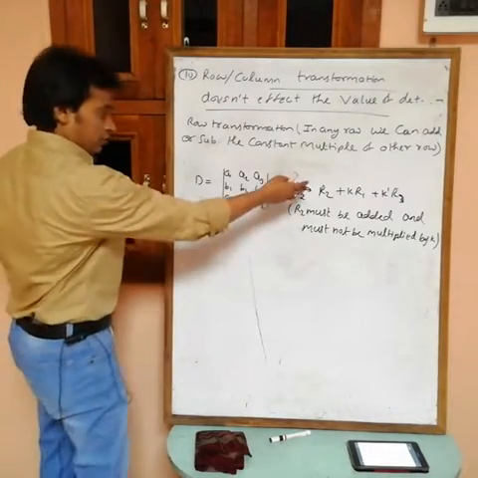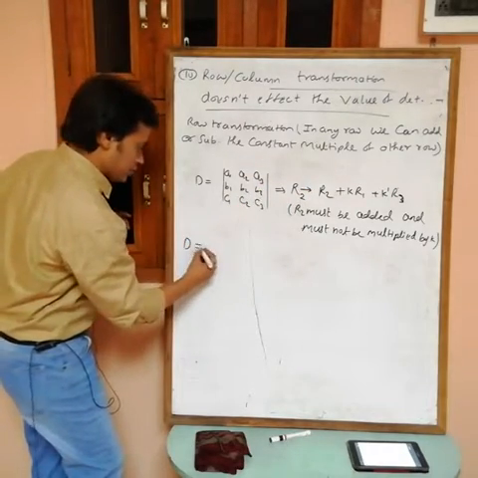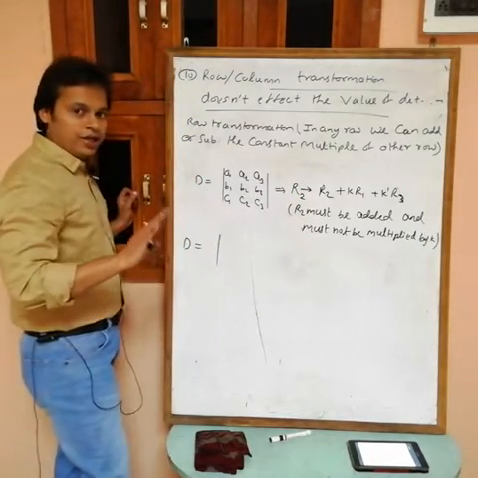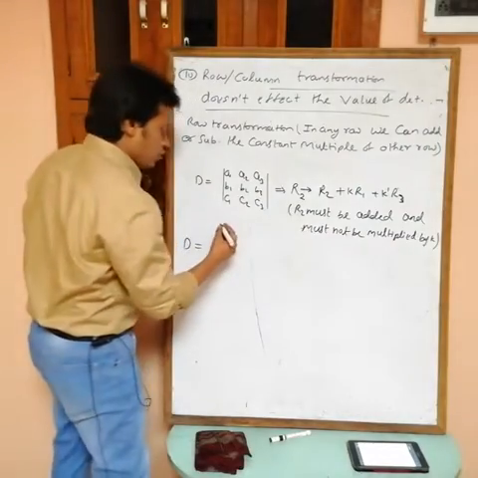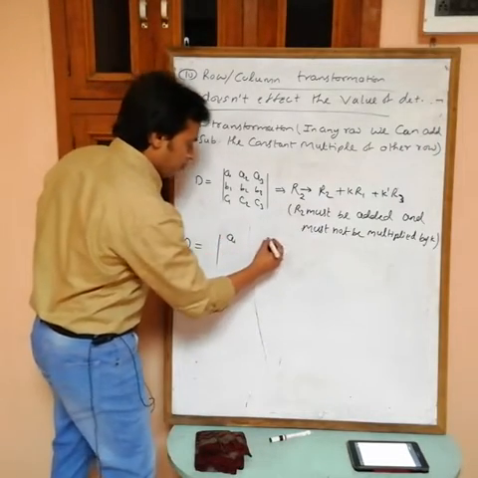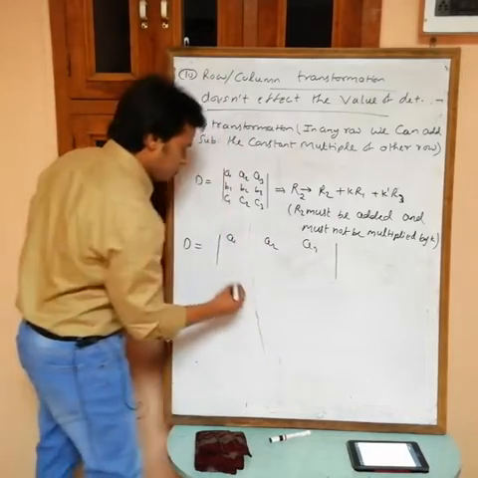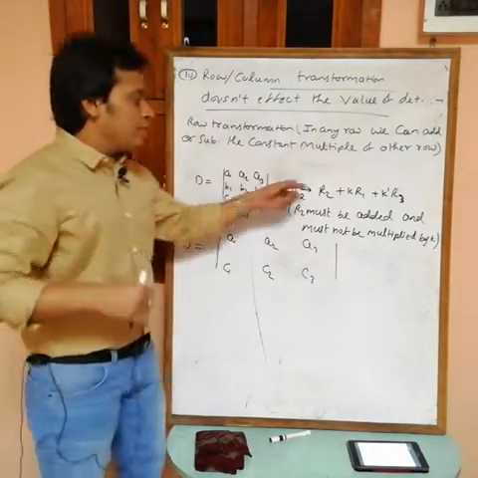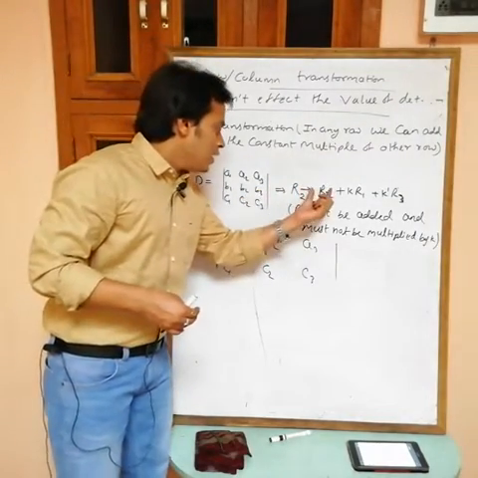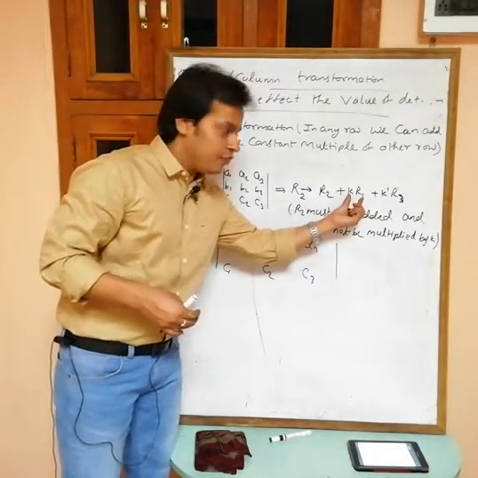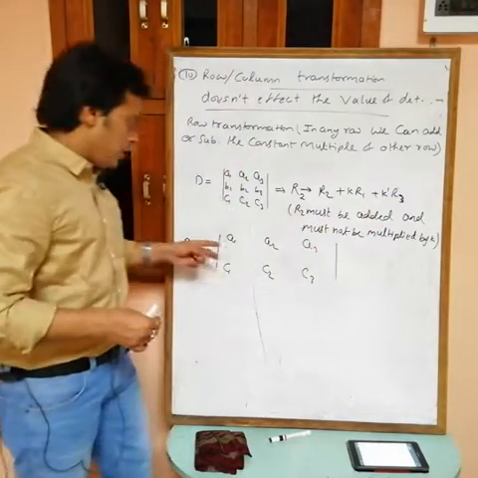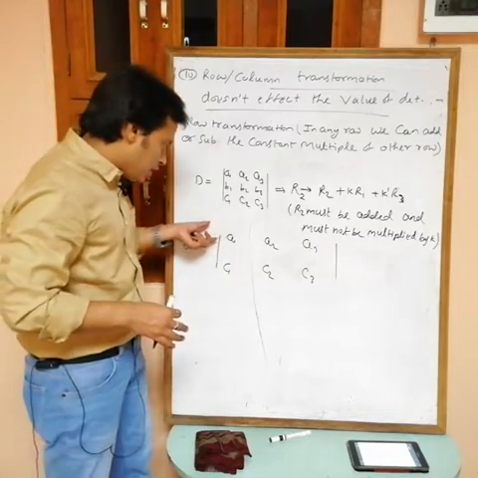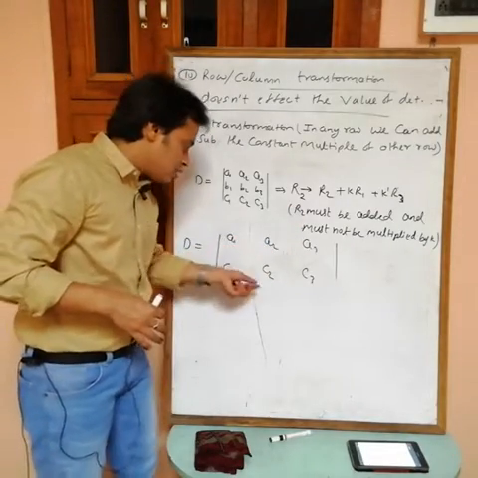Now perform this transformation. If you perform this transformation in R2, it means R1 and R3 remain the same. Only R2 changes. So first write R1 and R3 the same: A1 A2 A3, C1 C2 C3. Now in R2 we are changing. What we are doing is adding to R2 k into R1 plus k dash into R3.